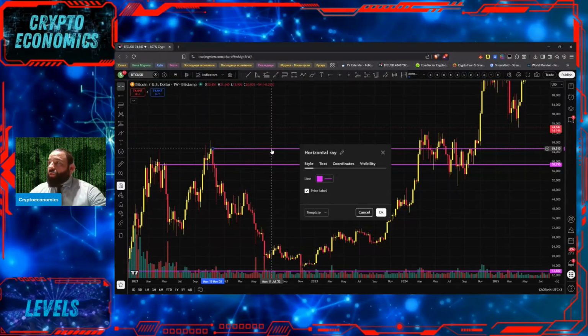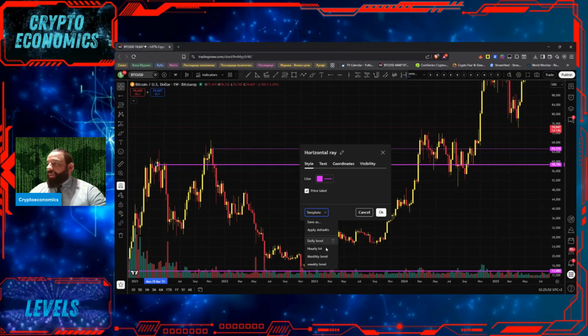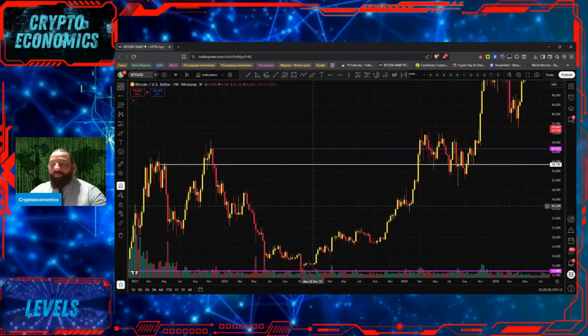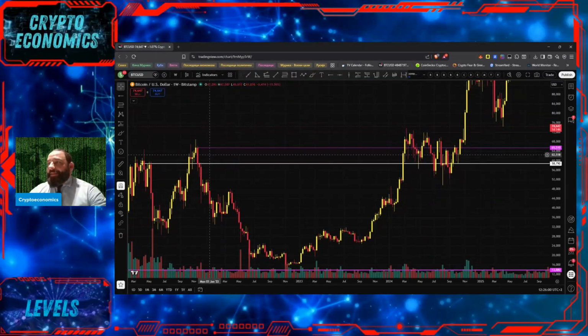What we are going to do, we're going to double click, and as per the template, since I already have done my own, I'm going to make it a weekly level. Now, unfortunately for me, the weekly level is actually the pink one. The monthly levels that I was using are white, but still, you are going to decide what's the best for you. Same situation goes here.